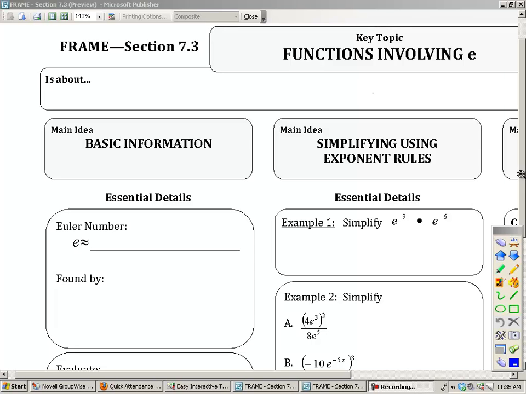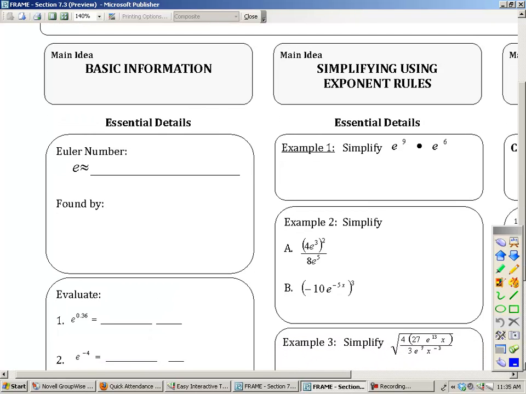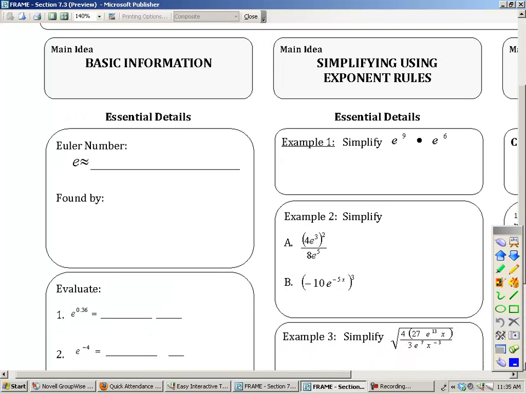Welcome to section 7.3. This is functions involving e, and what we're going to be doing today are probably 3 or 4 main ideas. We are going to be working on graphing, simplifying, and another formula. We're going to be mixing all of this stuff up. And so what I want to do is slide this down, and we're going to try and get as much stuff in at once as we can.